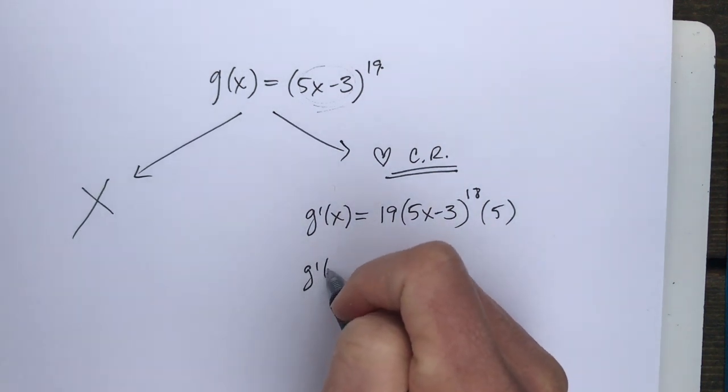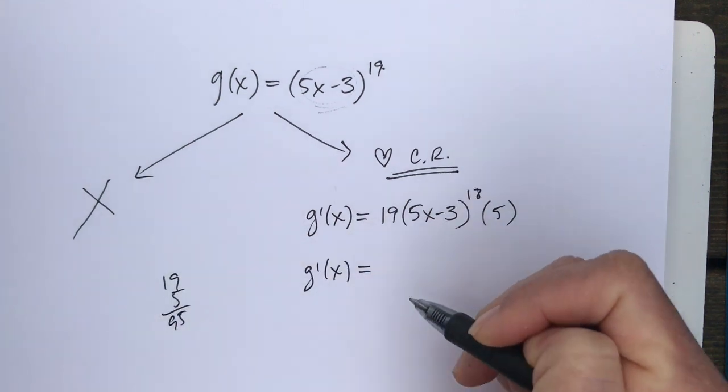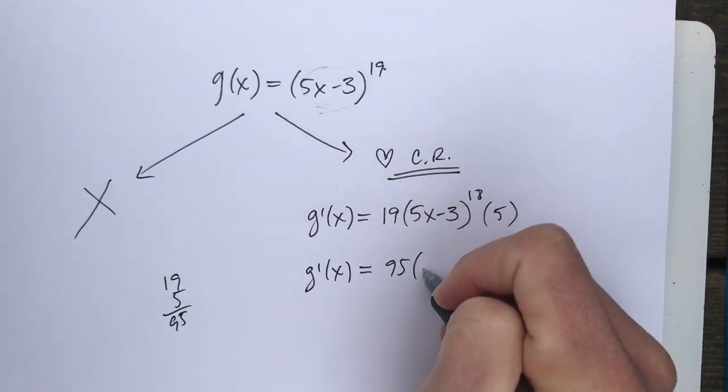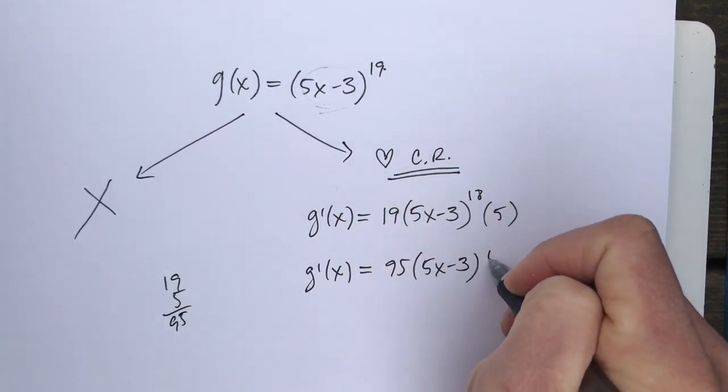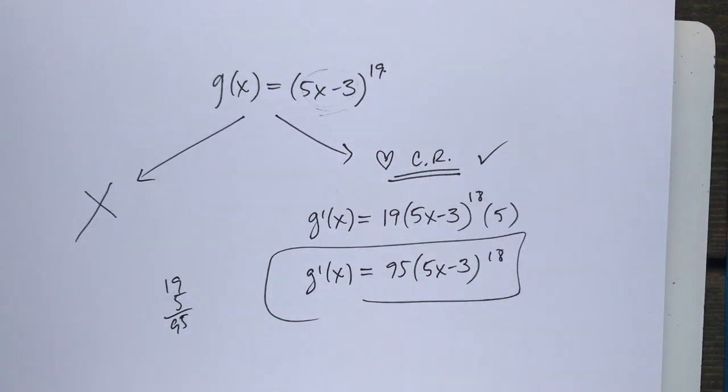So g prime of x, if I want to clean it up, I do my 19 times 5, let's see, that's 95, times 5x minus 3 to the 18th power. Loving the chain rule. Helps me to take derivatives of those huge functions.